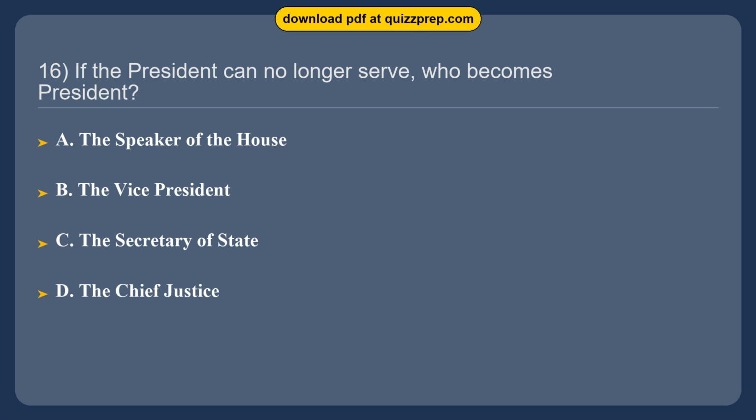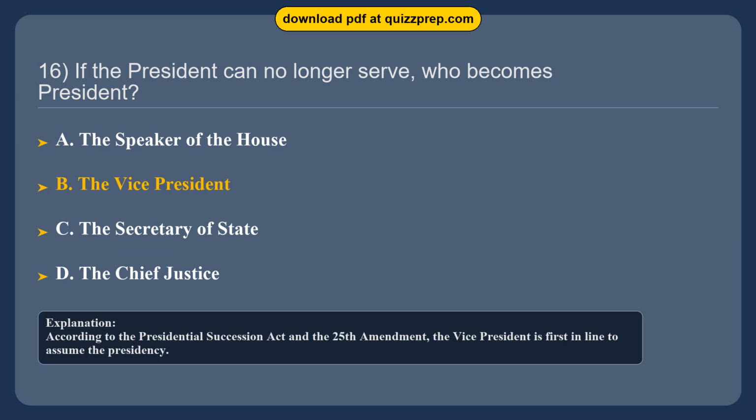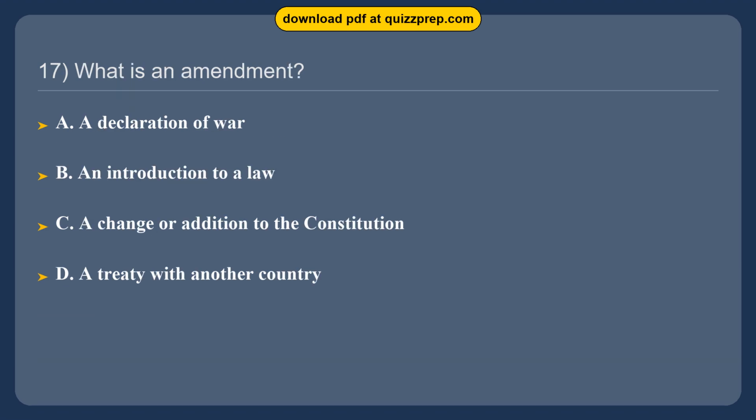Question 16. If the president can no longer serve, who becomes president? Option A. The Speaker of the House. Option B. The Vice President. Option C. The Secretary of State. Option D. The Chief Justice. The correct answer is option B. The Vice President. According to the Presidential Succession Act and the 25th Amendment, the Vice President is first in line to assume the presidency.